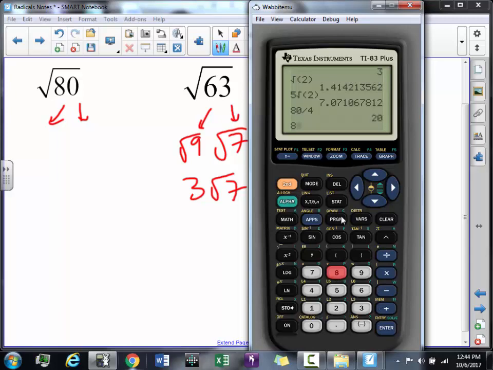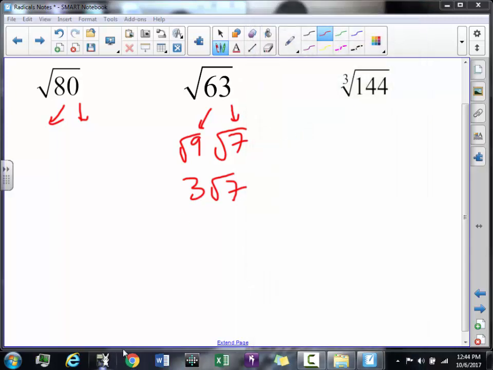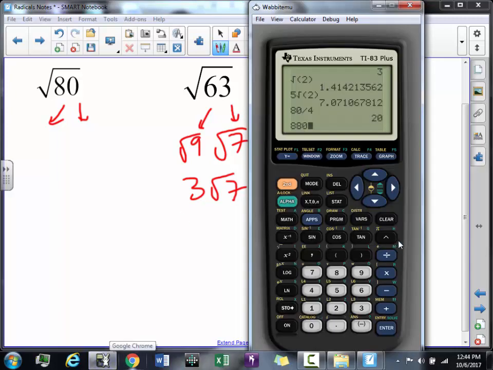What if I took 80 and tried to divide it by the next perfect square, 9? Mr. Cleaver, can you please come to the office? Mr. Cleaver, please come to the office. Okay, 80 doesn't divide by 9.